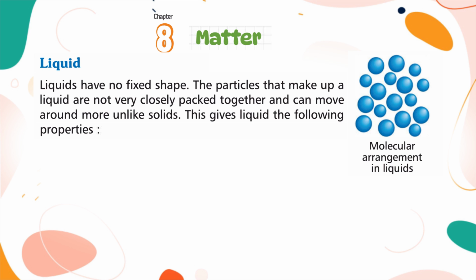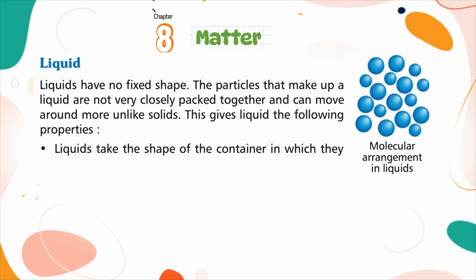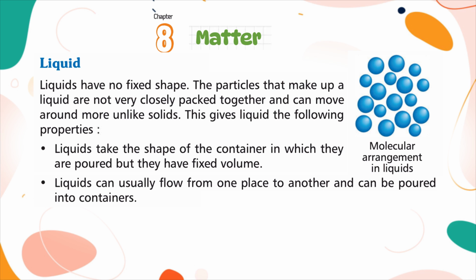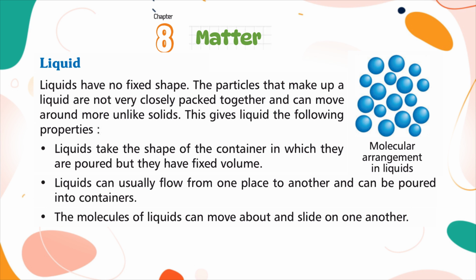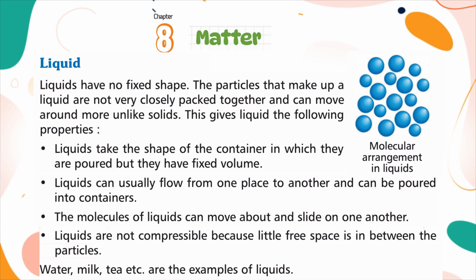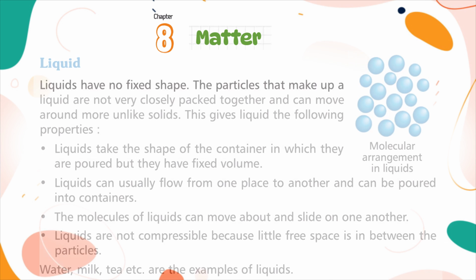Molecular arrangement in liquids. Liquids take the shape of the container in which they are poured, but they have fixed volume. Liquids can usually flow from one place to another and can be poured into containers. The molecules of liquids can move about and slide on one another. Liquids are not compressible because little free space is in between the particles. Water, milk, tea, etc. are the examples of liquids.